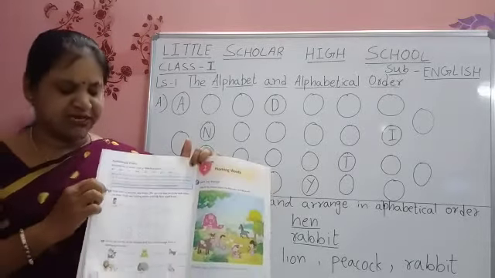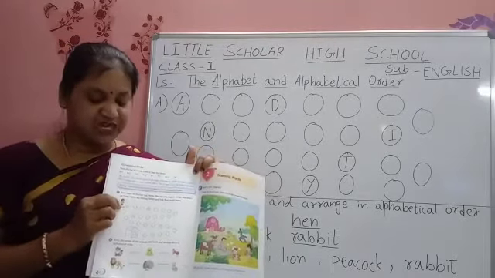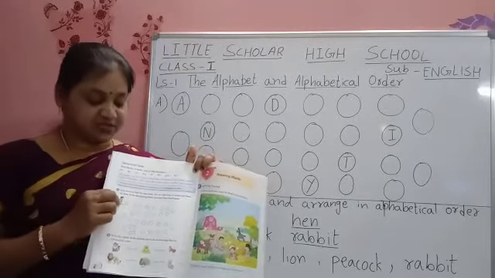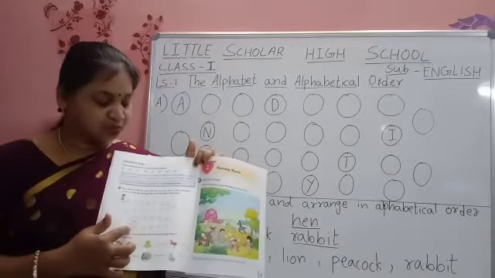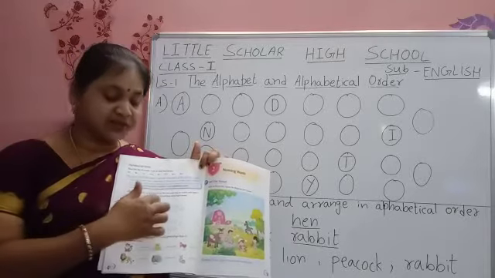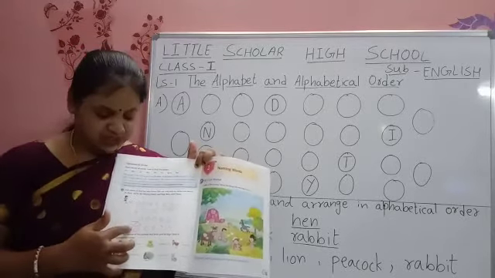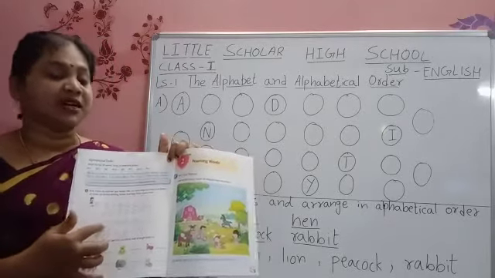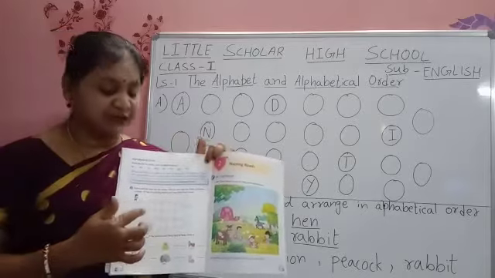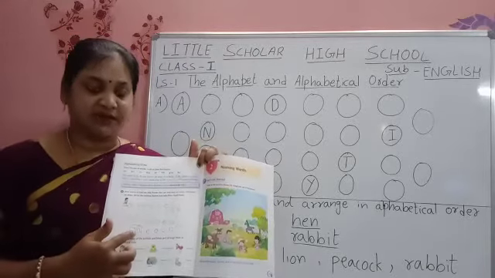Next you see this, children. Who is standing here? She is Reena. She wants to go to her home. This is her home. She doesn't know her way. Now we should show her the way to reach her home. Here some letters are missing in the circles. We will fill in the letters and show the way to Reena, so that she can reach her home.